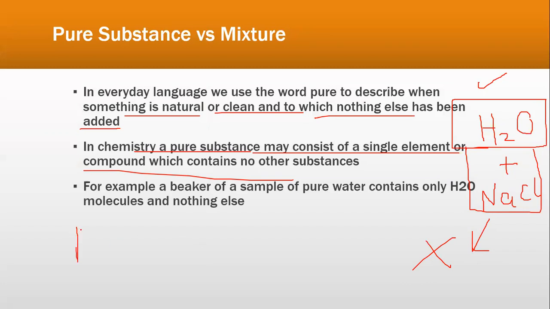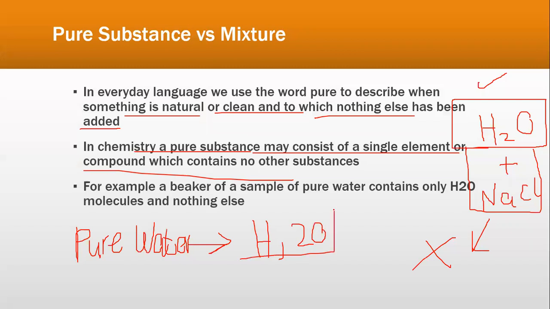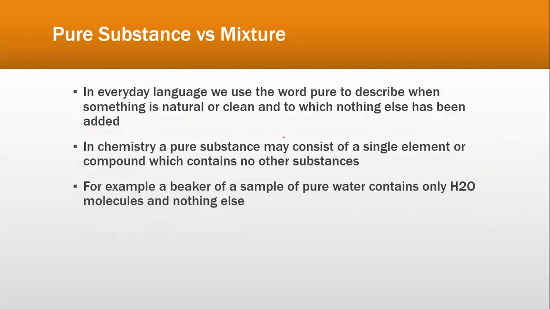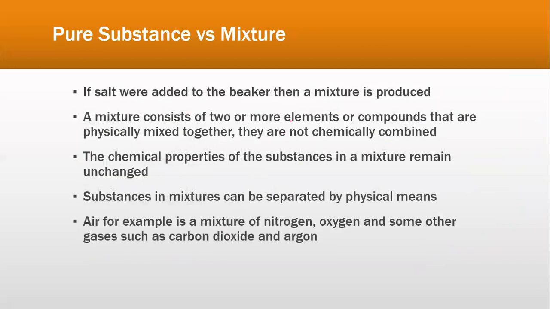If you want pure water, a pure water would only have hydrogen and oxygen that would make up H2O. No other elements, no other compounds, no other mixtures. It would be pure water. If salt were added to the beaker, then a mixture is produced. A mixture consists of 2 or more elements or compounds that are physically mixed together and they are not chemically combined. The chemical properties of the substances in a mixture remain unchanged. Substances in mixtures can be separated by physical means.